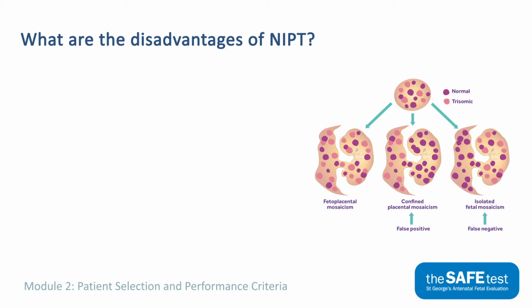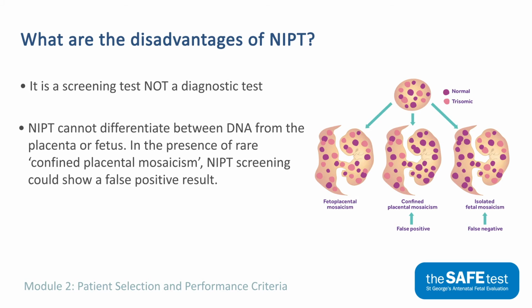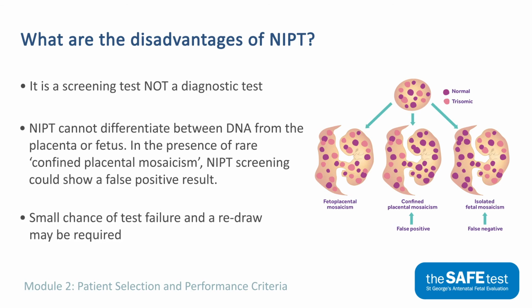And what are the disadvantages of NIPT? Although it has a greater than 99% detection rate, NIPT is still a screening test and is not diagnostic. This is because NIPT cannot differentiate between DNA from the placenta or fetus. In the presence of combined placental mosaicism, NIPT screening could show a false positive result. There is also a small chance of a test failure, and a redraw may be required.